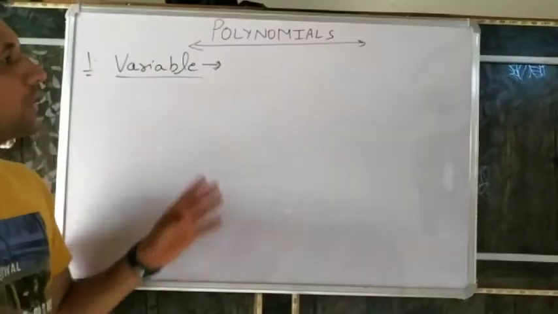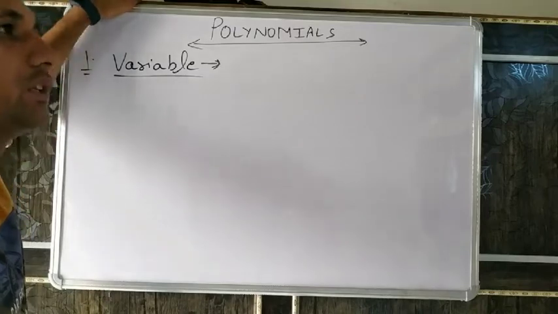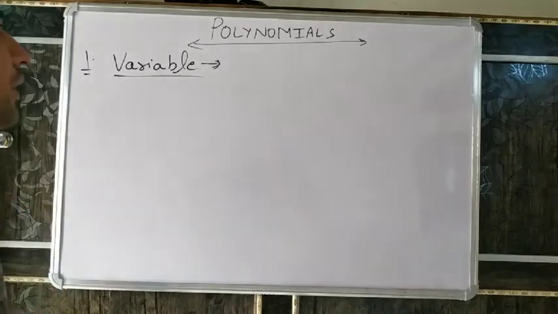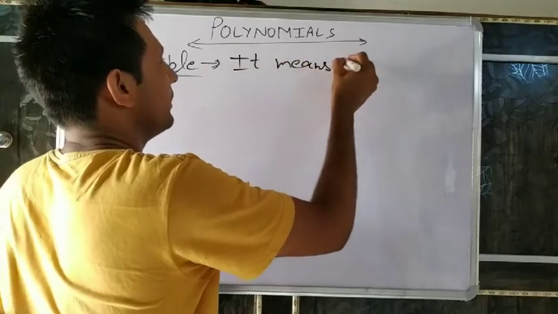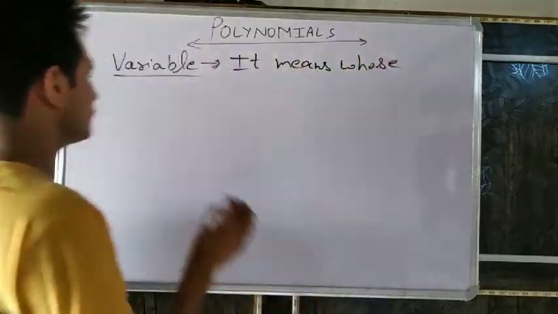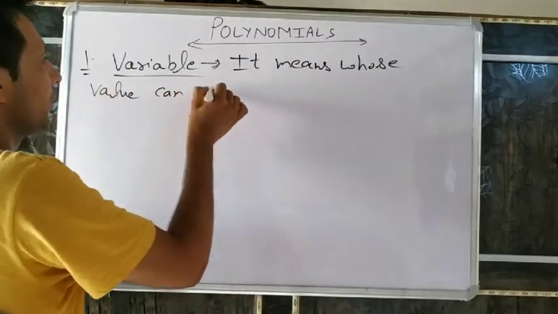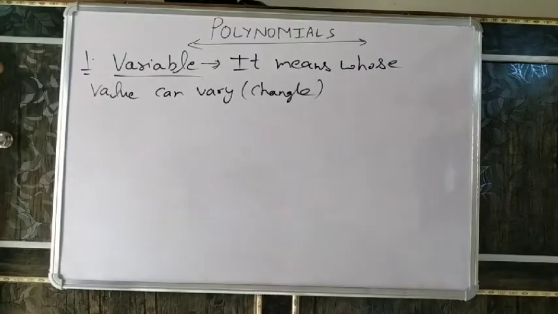Have you ever heard about variable and constant? What is variable and what is constant? First we will discuss some basics. What is variable? Variable means whose value can vary. Variable means vary, vary means change. Variable is one whose value can change.